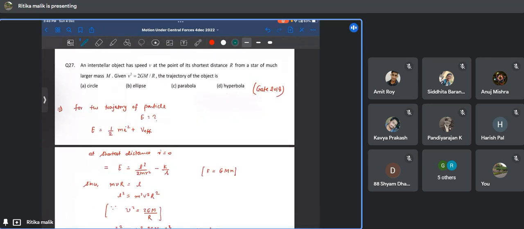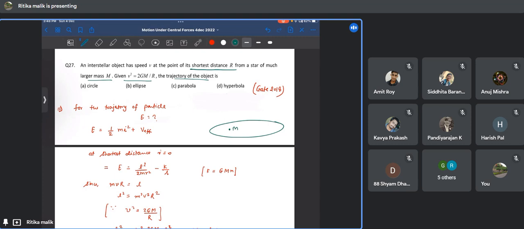Okay. This question is from the GATE 2018 exam, question number 27. An interstellar object has a speed v at the point of its shortest distance r from the star. So, it is given that there is an interstellar object which has a speed v at the point of shortest distance from a star, let's say it is the Sun, which has a much larger mass m, and v squared is given. What will be the trajectory of the particle?